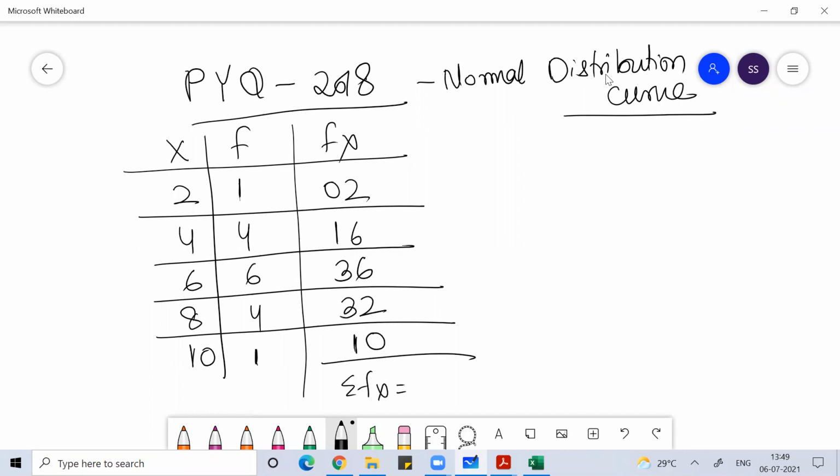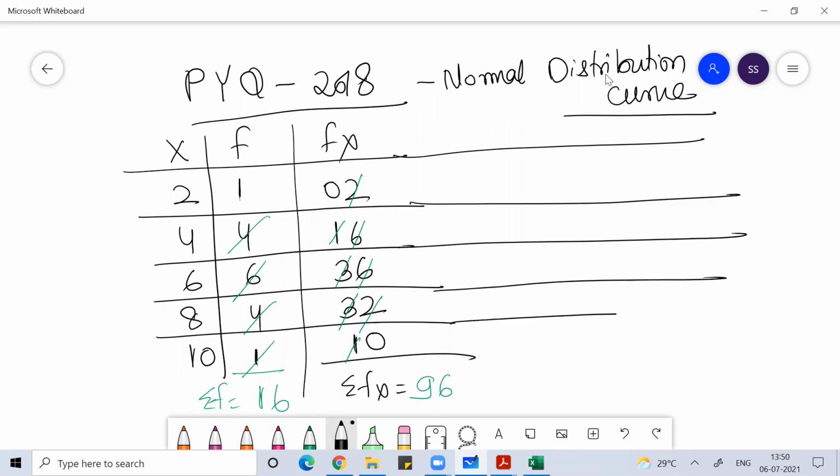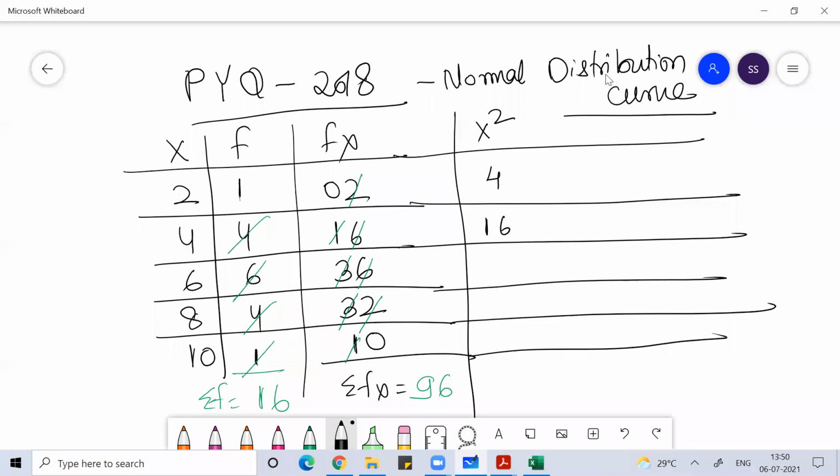The sum of fx is 96. The sum of f is 16. Then I can find x square: 4, 16, 36, 64, 100.